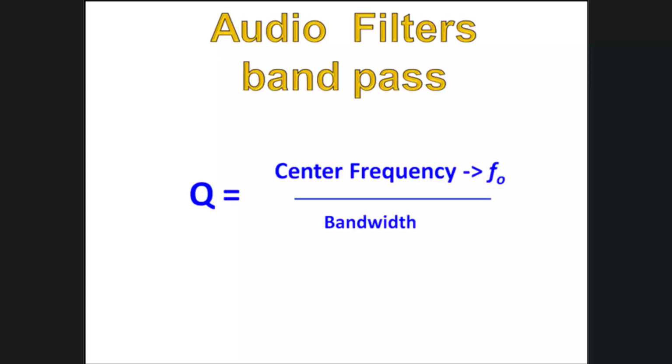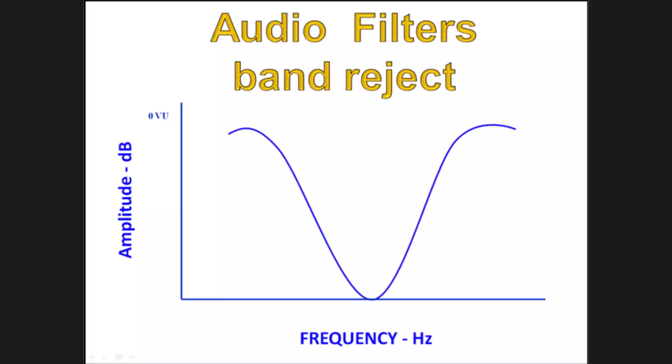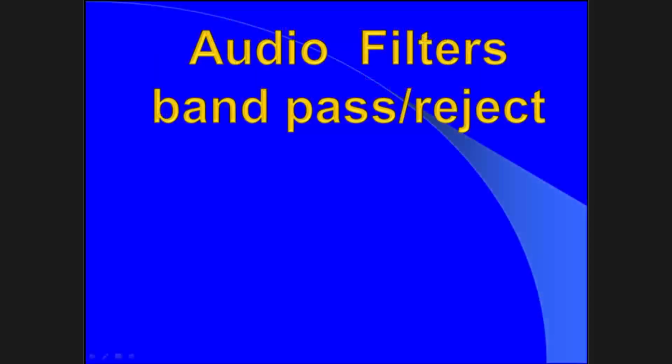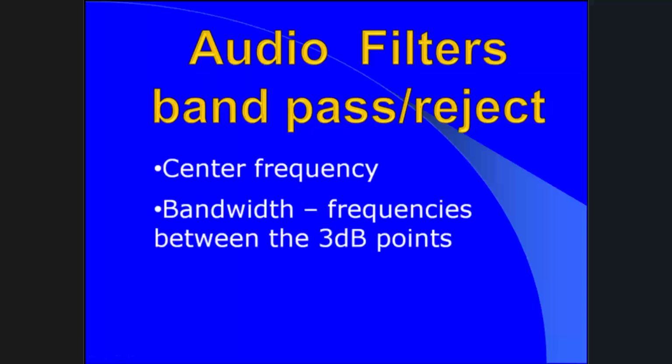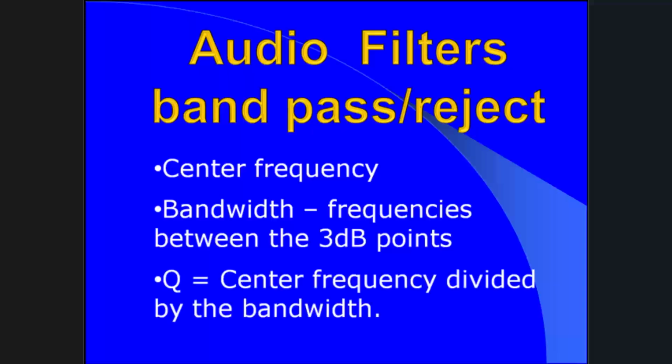A band reject filter is just a bandpass filter, kind of turned on its head. In other words, frequencies outside of the band rejection are allowed to go through, but those between the 3 dB points are held back, or reduced in level. In summary then, band pass and band reject filters have center frequencies, they have bandwidths, which are the frequencies between the 3 dB points, and they have a Q, which is the center frequency divided by the bandwidth.